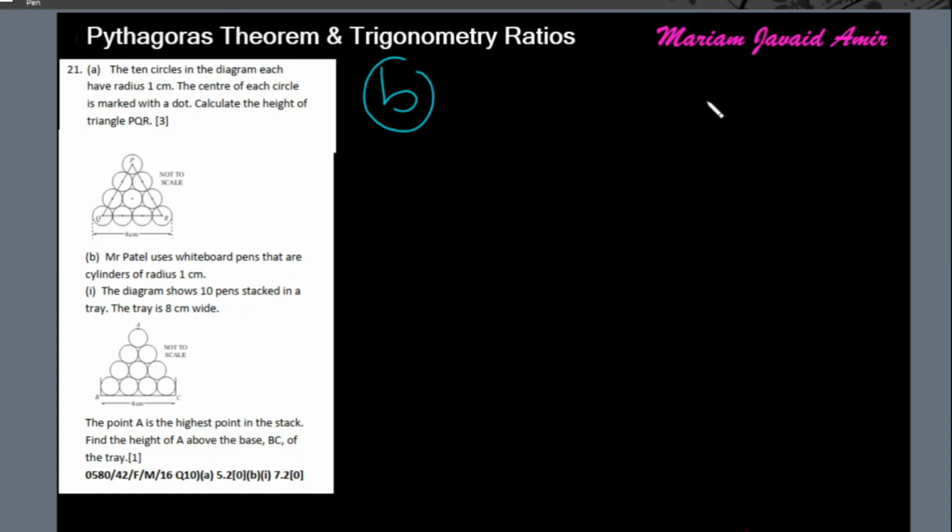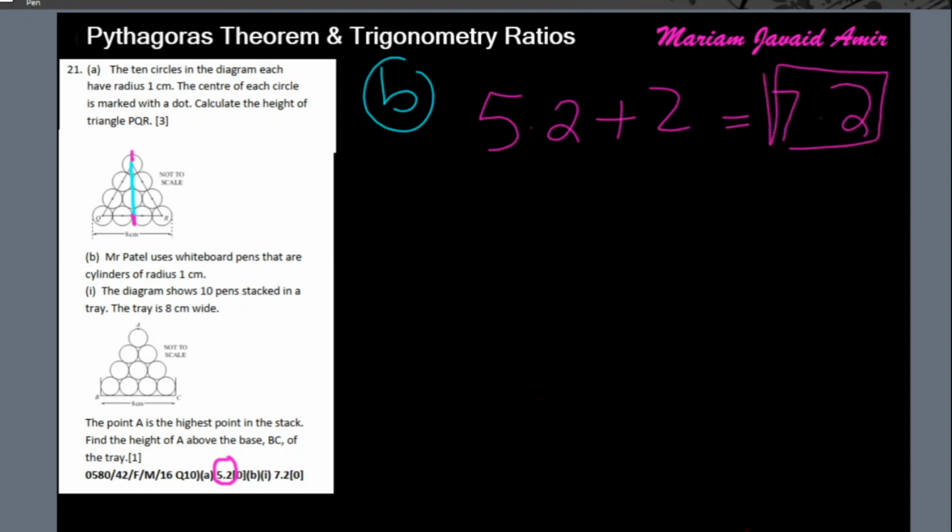What do we need to find here? Point A is the highest point in the stack. Find the height of A above the length BC. So we need this height. Notice these two figures are exactly the same. So I already have this length, and if I add radius and radius, each of length 1, it means if I add 2 to the previous answer, I should get my answer. So 5.2 plus 2 gives 7.2, and notice it's just for 1 mark, so it doesn't need much working.